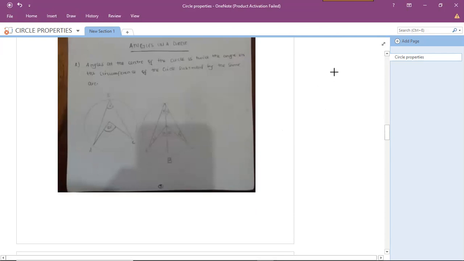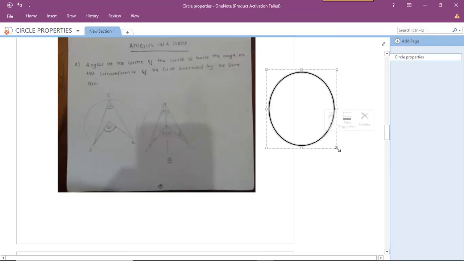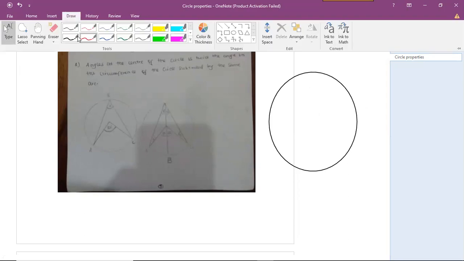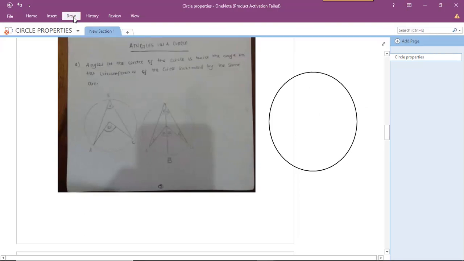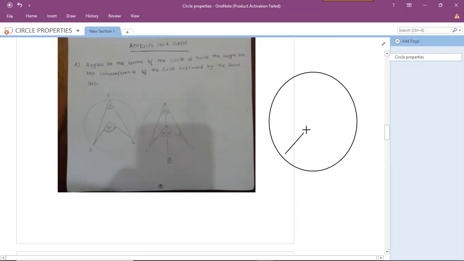So if we draw a circle like that, if we draw a circle like so, just extend it a bit, and we say that's the center, and from the center we draw a line going to the circumference like so.